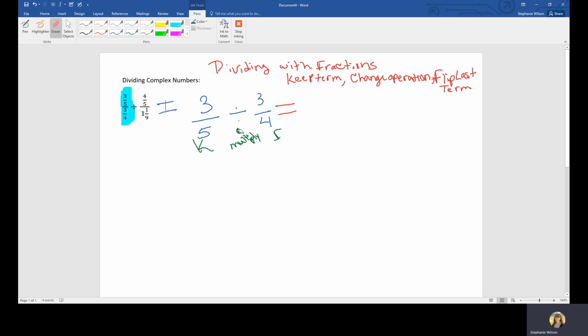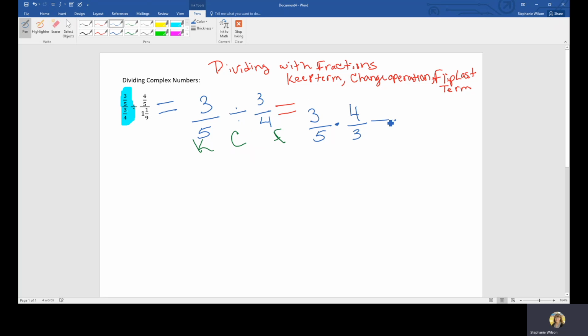I just want to clean up my writing here so it's a little easier to read. We're going to keep, change, flip. So let's do that. We've got 3/5. We're going to change division to multiplication, and we're going to flip the second. Now remember, this rule applies to dividing with fractions. So this could have been a whole number, or this one a whole number and this one a fraction. All that matters is that we've got a fraction being divided by something. Then we can apply this rule: keep, change, flip.